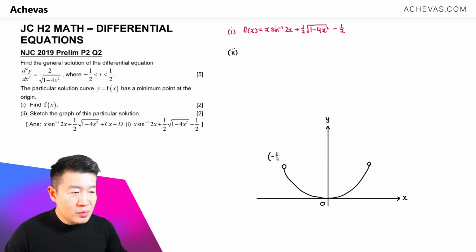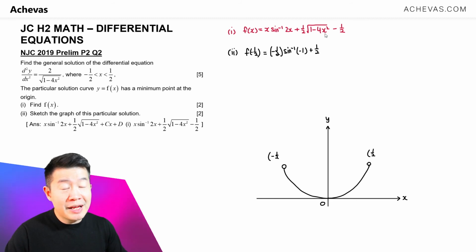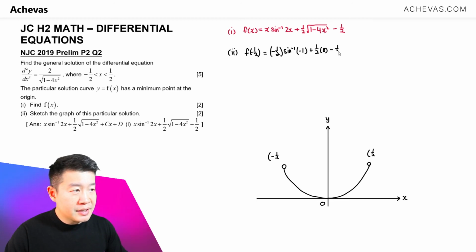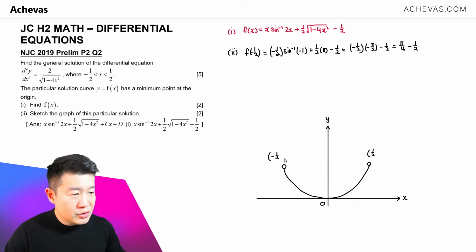The x coordinate of one is minus half, and the other one is half. To find the corresponding y coordinate, let's find out what f(minus half) is. Let's go for the y coordinate of this point first. It is going to be equal to minus half, then sine inverse of 2 times minus half, which is sine inverse of minus 1, then plus half square root of 1 minus 4 times minus half squared. Minus half squared is 1/4, so it turns out to be 1 minus 1, which is going to be 0, then minus half. So we will have a minus half, and sine inverse of minus 1 is minus pi over 2. So this is going to be equal to pi over 4 minus half. So the y coordinate here is pi over 4 minus half.